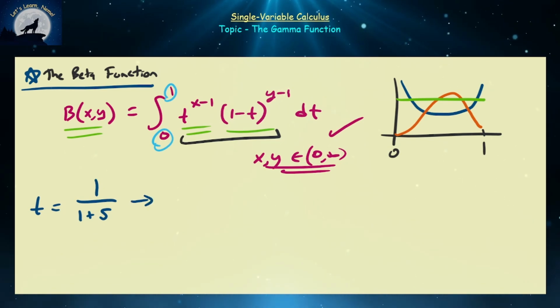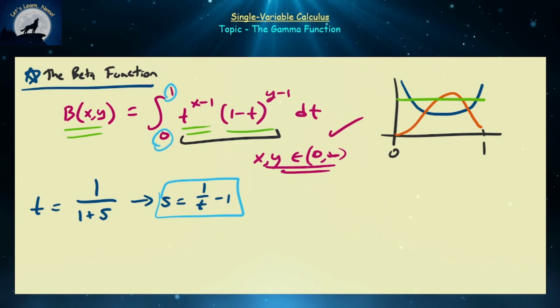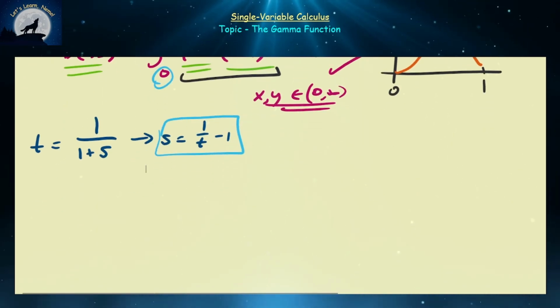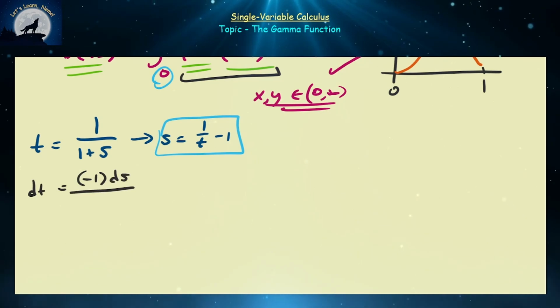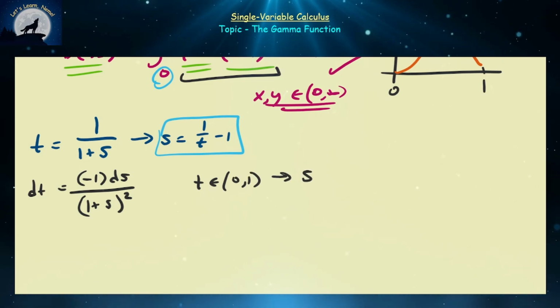So take the video and pause it and solve this equation for s and simplify if you want to. But what you're going to get is 1 over t minus 1. And you might be thinking, why do I want to use this substitution at all? You'll see in just a moment. So that's going to give us a value of s. And also, if I define t to be this way, then dt will be equal to what? That's going to be minus 1 ds over 1 plus s, the quantity squared. And also, if t belongs to 0 to 1, you should be able to verify that s belongs to the interval 0 to infinity, in that order.